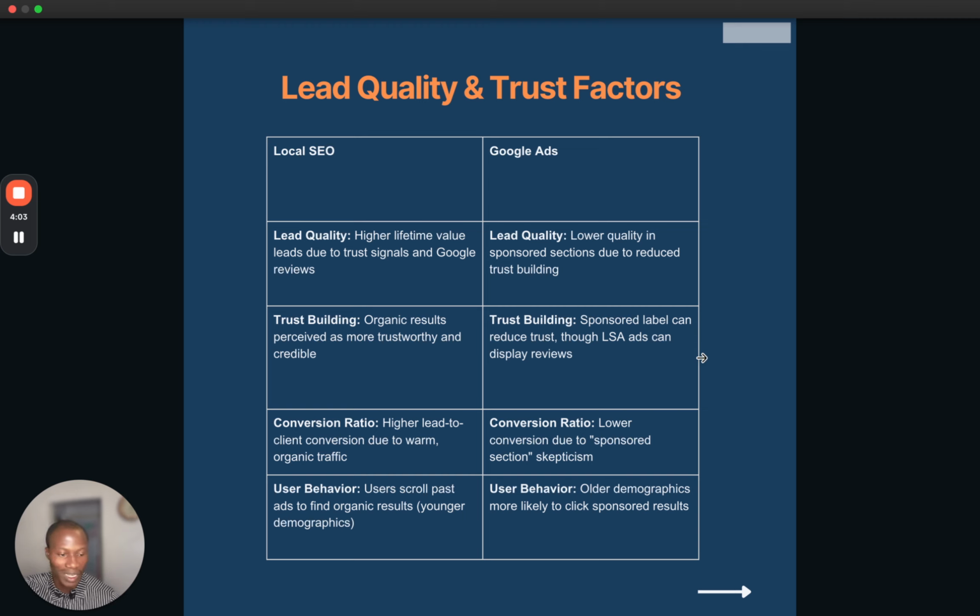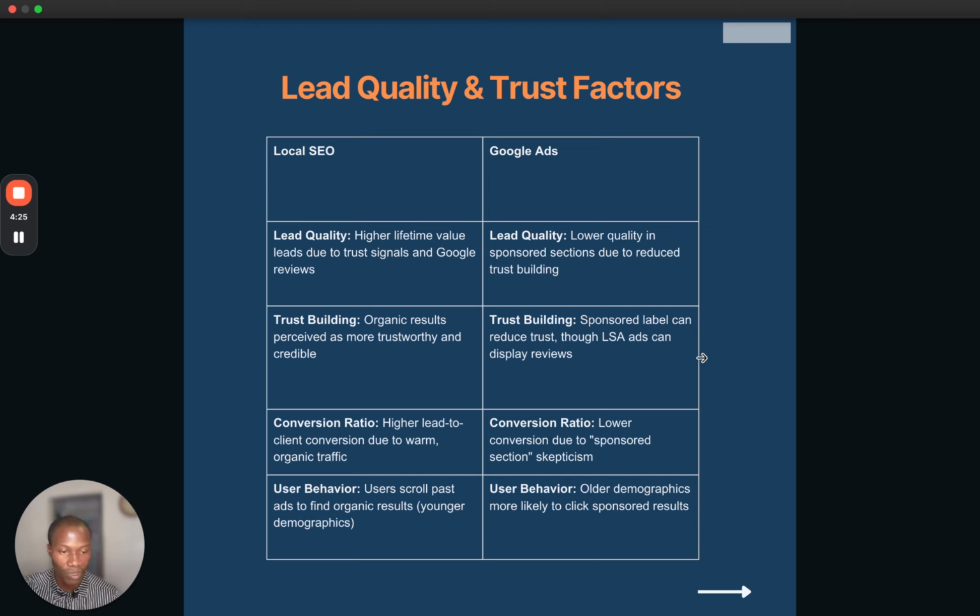Then trust building in the ads one. Sponsored label ads can actually reduce trust through local SEO ads, Google display. I'm not saying you're not going to see results, but as compared to the number of leads you're going to be getting, the number of closed jobs you're going to be getting, you actually get a lot more trust with those that came through organic means.